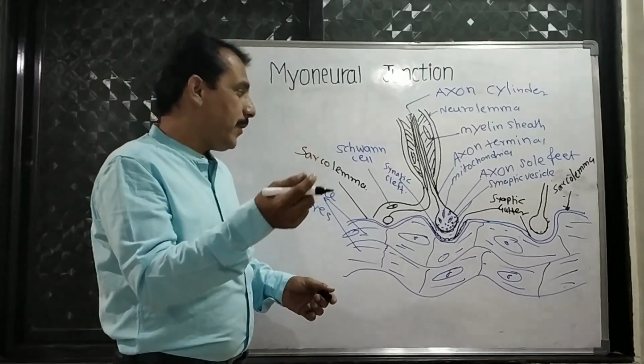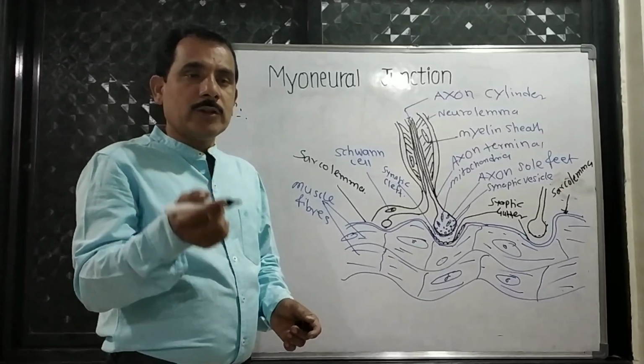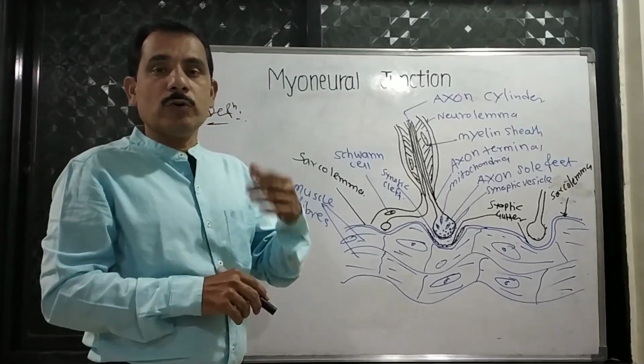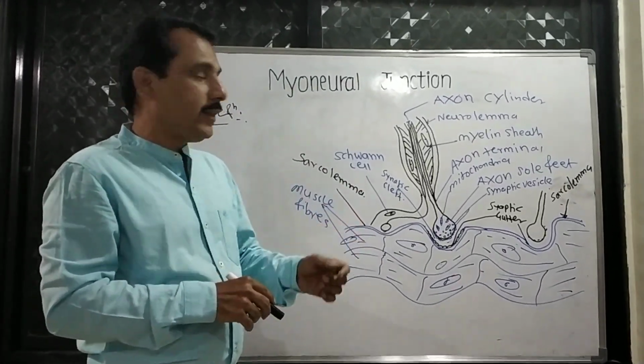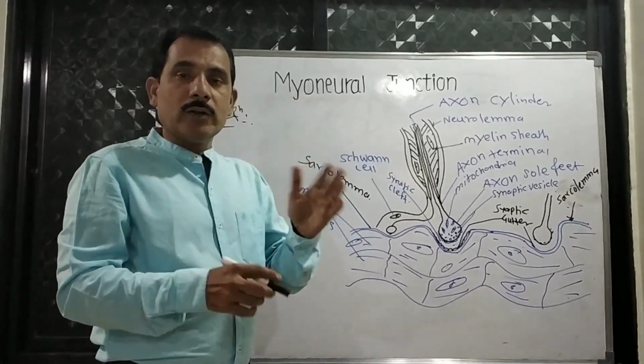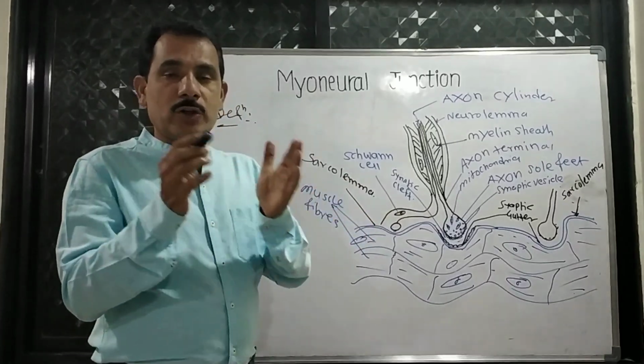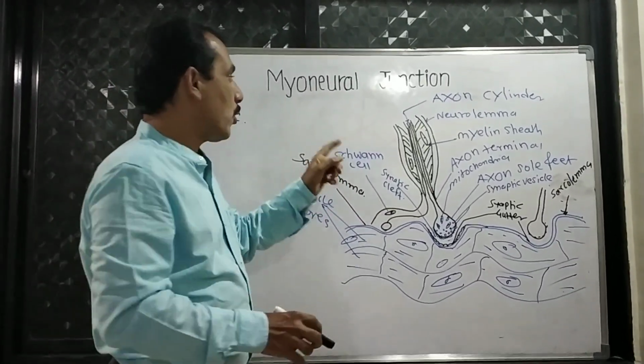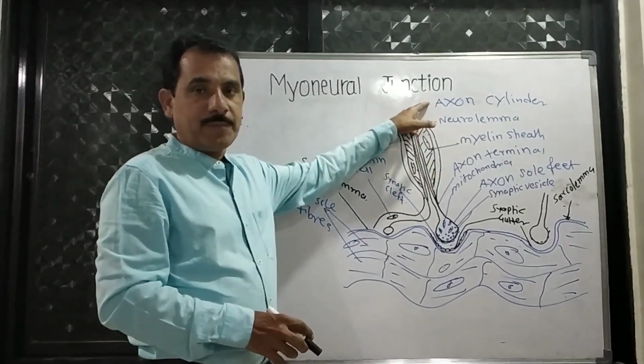As in the periphery, the nerve fibers end on the muscle. That ending, or that junction in between the nerve fibers and the muscle fiber, is called a myoneural junction.